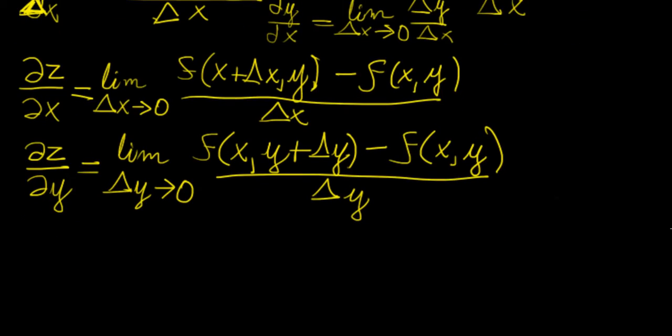So the way this works is we're going to use the same rules of differentiation that we use in single variable calculus, but now we're going to treat the other variables in question as a constant for as long as we're differentiating with respect to the other one.